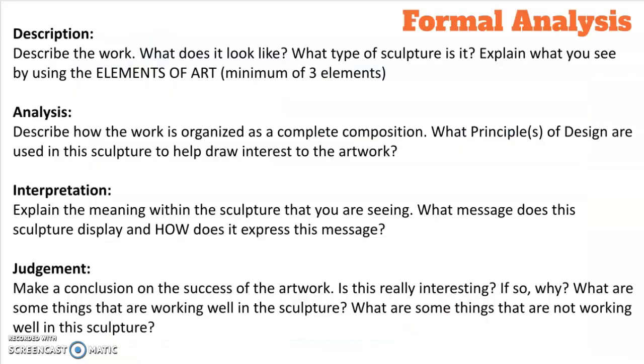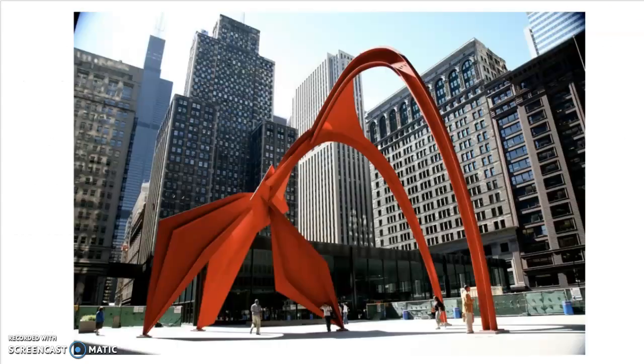So the first thing we're going to talk about is a description. For description, we're going to describe the work. We're going to see what it looks like, talk about what type of sculpture it is, and then make sure that we talk about the elements of art and how they're seen. When I'm looking at this artwork, it appears to be made out of metal. I can see that because of the rivets that are between the pieces, and just thinking about what material could be used to actually hold up against the elements of being outdoors. It's very large. It's red. It stands out up against all the buildings that are a dull color.